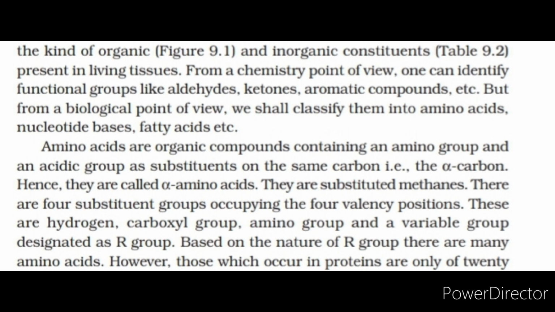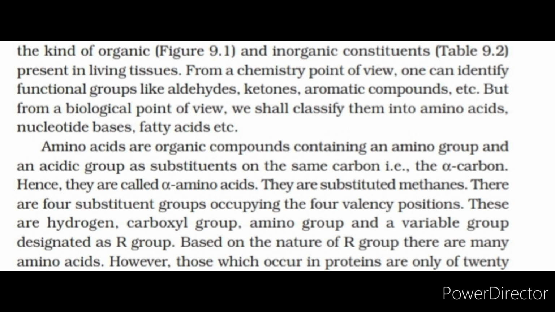From a chemistry point of view, one can identify functional groups like aldehydes, ketones, aromatic compounds, etc. But from a biological point of view, we shall classify them into amino acids, nucleotide bases, fatty acids, etc. Amino acids are organic compounds containing an amino group and an acidic group as substituents on the same carbon, i.e., the alpha carbon. Hence, they are called alpha-amino acids. They are substituted methanes. There are 4 substituent groups occupying the 4 valency positions. These are hydrogen, carboxyl group, amino group and a variable group designated as R group.